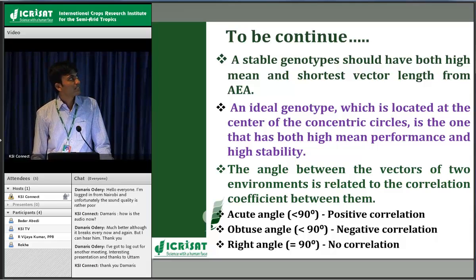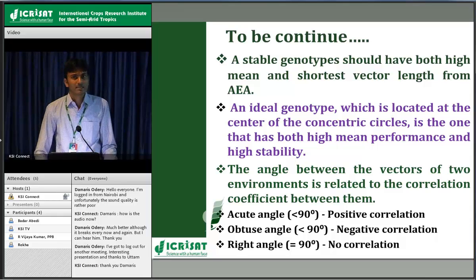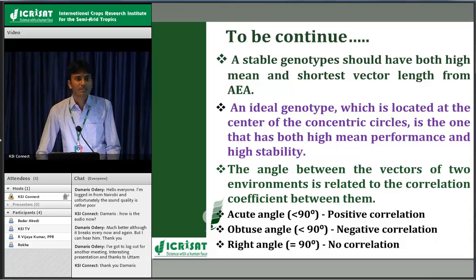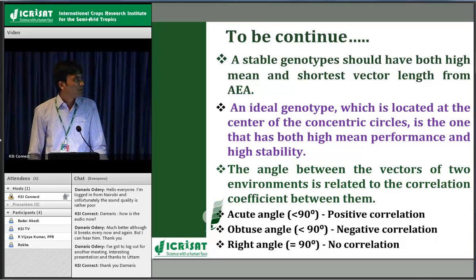An ideal genotype is located at the center of the concentric circle drawn in the graph, and is one that has both high mean performance and least vector length. This is called stability. The angle between two environmental vectors represents the correlation coefficient between them. An acute angle, less than 90 degrees, represents a positive correlation between environments. An obtuse angle, more than 90 degrees, represents a negative correlation, and a right angle means no correlation.